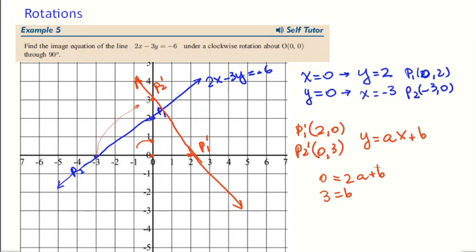So if b equals 3, I need 3 plus 2a to be 0. Therefore, a will have to be negative 3 halves. If you notice, if we multiply this by 2, we'll have negative 3. Negative 3 plus 3 is 0. So using those 2 constants, we can rewrite our line equation, and we would have then y equals negative 3 halves of x plus 3.